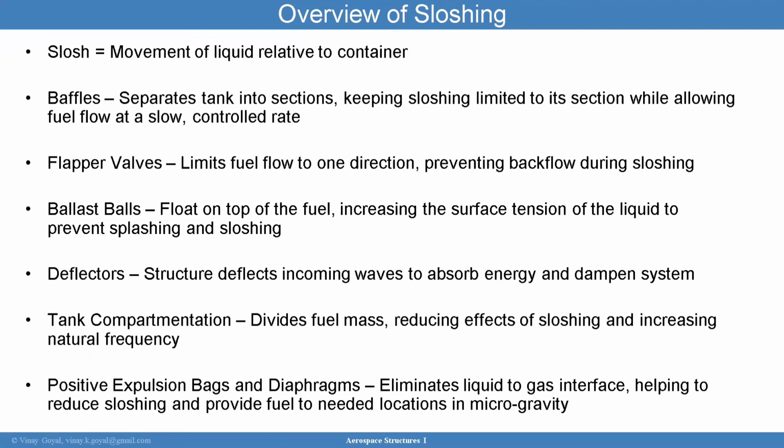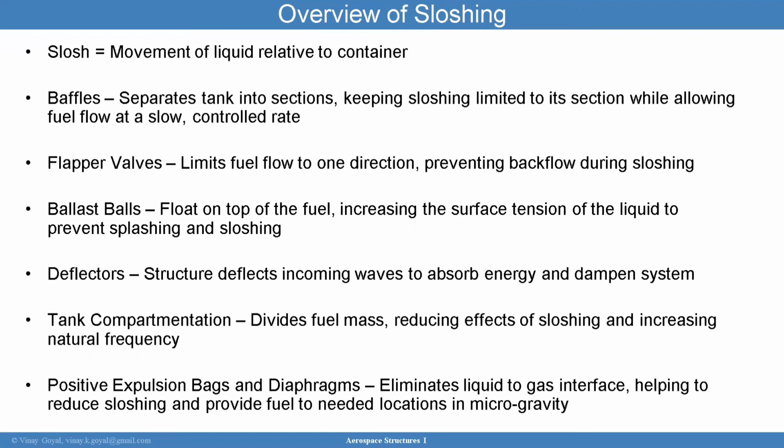Flapper valves are also used in aircraft to limit fuel flow to one direction, and that will prevent backflow during sloshing. Ballast balls can be used. They will float on top of the fuel, and that will increase the surface tension of the fluid, and it will prevent splashing and sloshing. That's a good way of keeping everything in check.